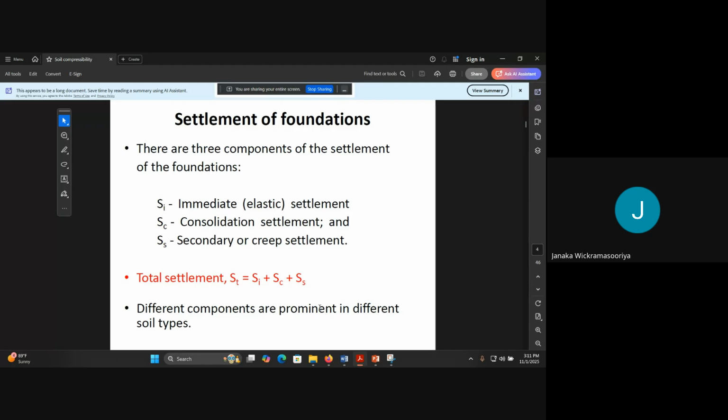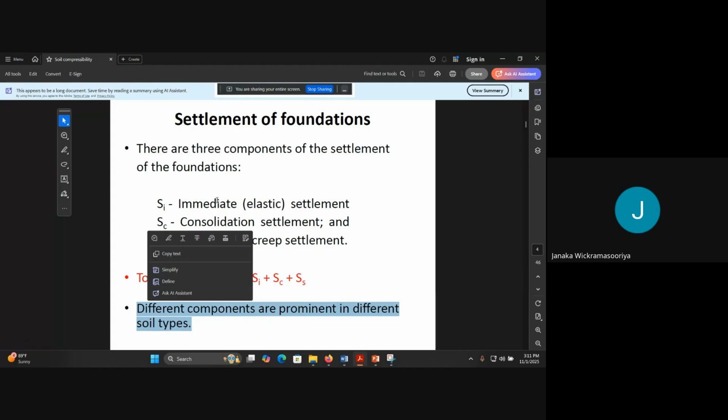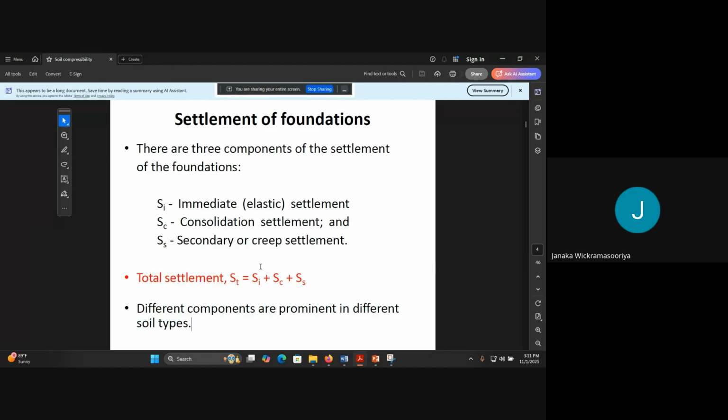Different components are prominent in different soil types. If you consider sand, the immediate settlement will be prominent, but in clay, the consolidation settlement would be prominent. However, the total settlement would be the addition of SI, SC, and SS.